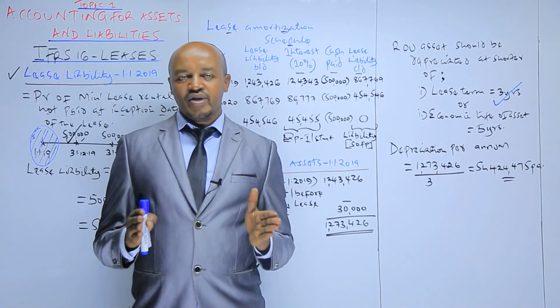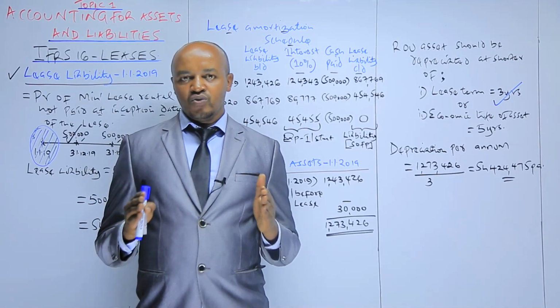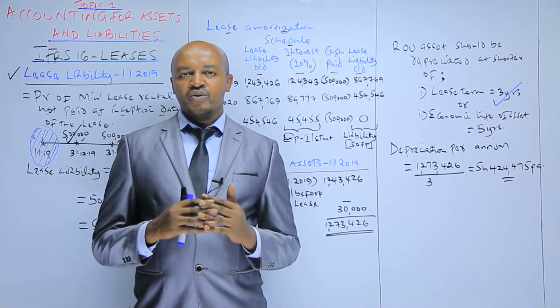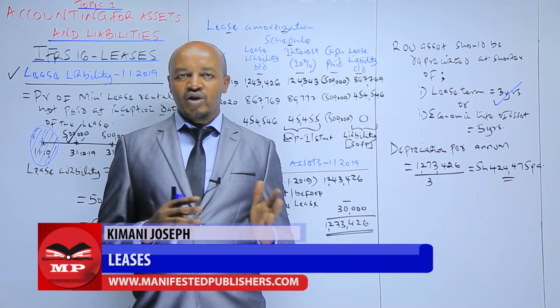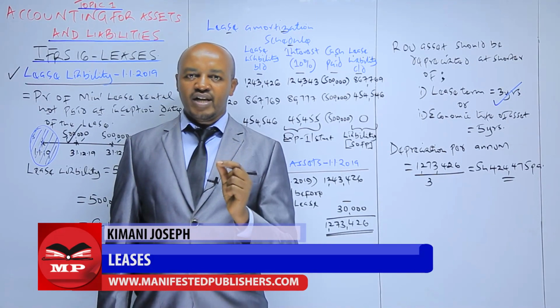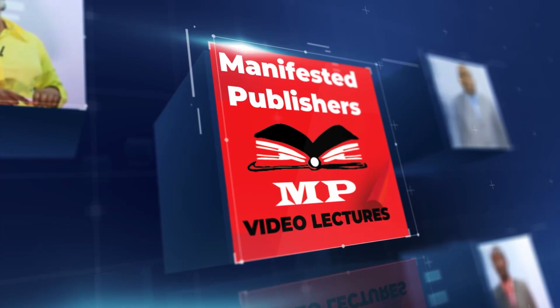So that brings us to the end of how leases are accounted for by the lessee. We take a short break, and once we come back, I want us to look at how leases are accounted for by the owner of the asset, the person called the lessor. So we take a short break, and see you in the next class.